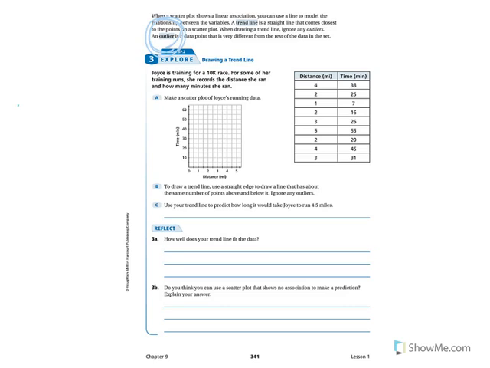All right, so Joyce is training for a 10K. For some of her training runs, she records the distance that she ran and how many minutes she ran. So once again, you have your distance on the x-axis. We have our time on the y. So depending on how far she goes gives a certain time, okay? So 4 miles took her 38 minutes. 2 miles took her 25, 1 mile, 7, 2 miles, 16, 3 miles, 26, and so forth.